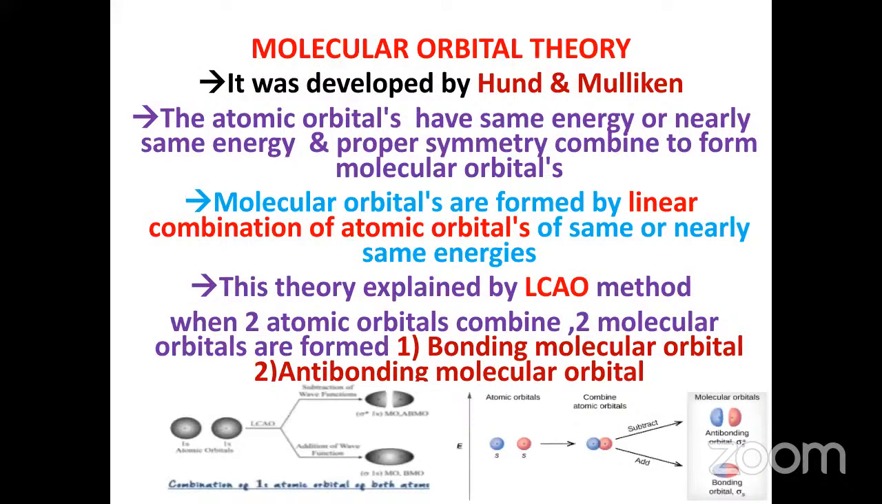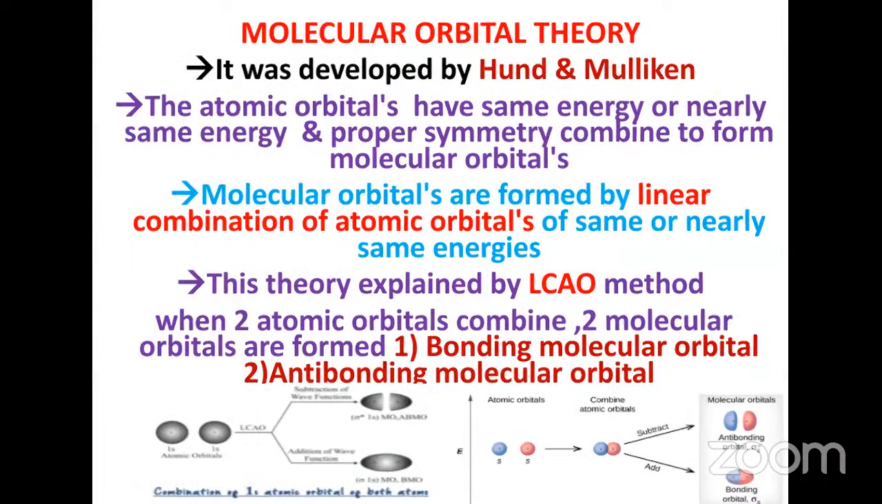Now we will discuss molecular orbital theory. This theory was developed by Hund and Mulliken. Atomic orbitals that have the same or nearly the same energy and proper symmetry combine to form molecular orbitals. That means molecular orbitals are formed by the linear combination of atomic orbitals of the same or nearly the same energies. This theory is explained by the LCAO method. LCAO is nothing but linear combination of atomic orbitals.